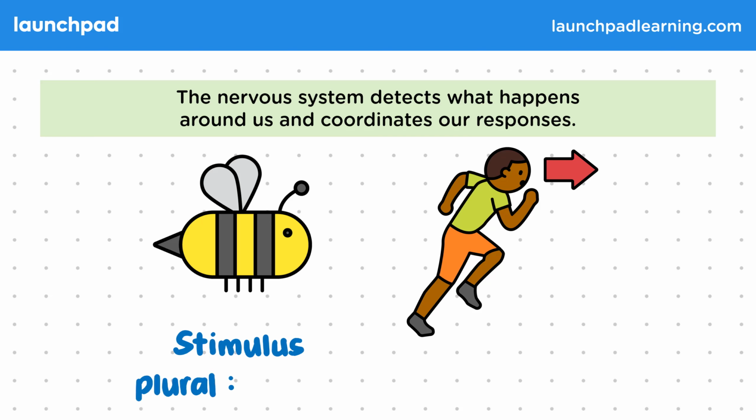The plural for this word would be stimuli. Moving away from the bee is the response. You aren't expected to remember this specific example, but exam questions could ask you to identify stimuli and responses in a range of contexts. So, what's the nervous system made of?